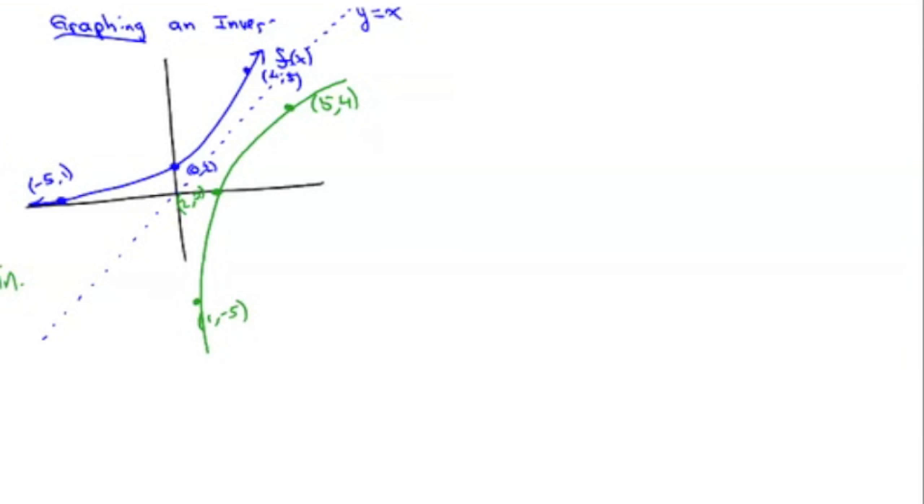That's the two pieces that you need to get a perfect inverse graph. Flip all the coordinates and make sure the image looks like it's symmetrical over the line y equals x. That's it. That's all there is to graphing an inverse. One test question, easy, that people screw up horribly.